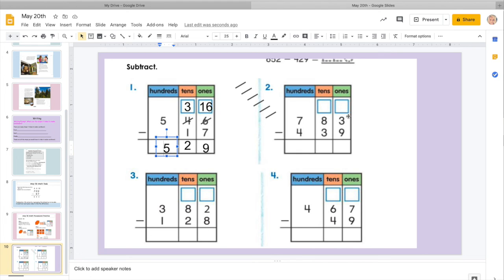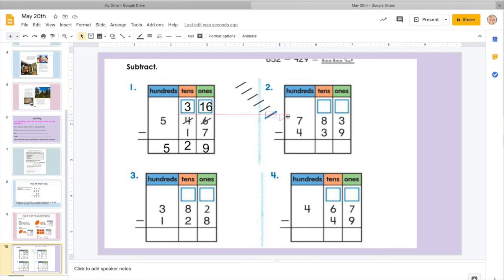Let's go ahead and try number 2 for some more practice. Just remember that if we're following those steps, we're always starting with that 1s column. And here we have 3 minus 9. If you have 3 of something, you cannot take 9 away. So we know we are going to need to regroup.